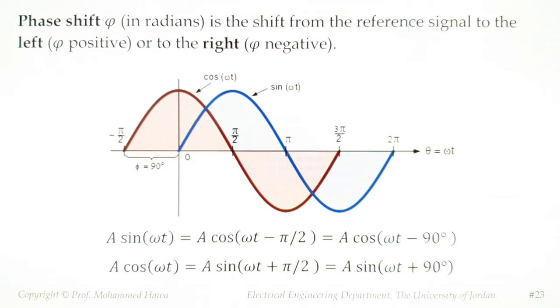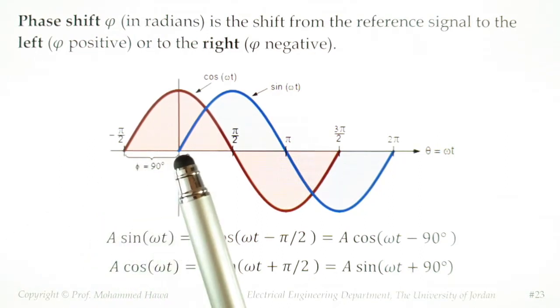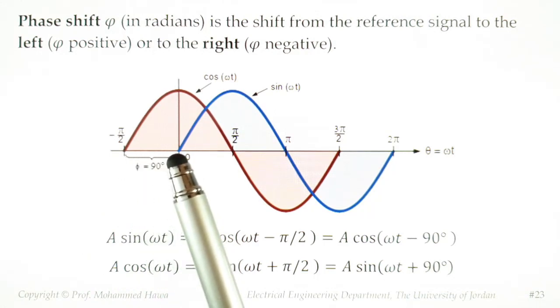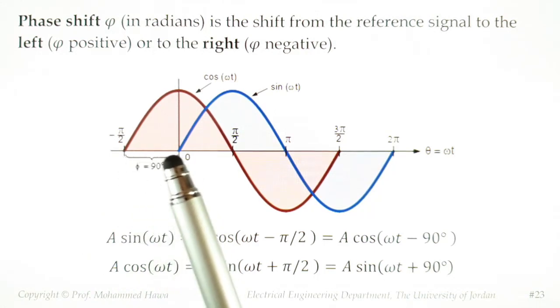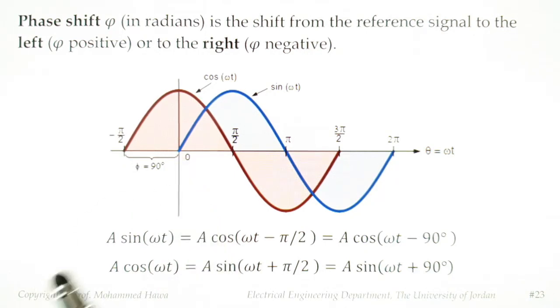How much phase shift to the right? Well, we can clearly see that it's 1/4 cycle. If you go from this point to this point, that's 1/4 cycle of the cosine or 1/4 cycle of the sine. That's why this equation is an important equation to remember. A sine omega t is the same exactly as A cosine omega t. See, the same frequency, same amplitude, but there is a phase shift.